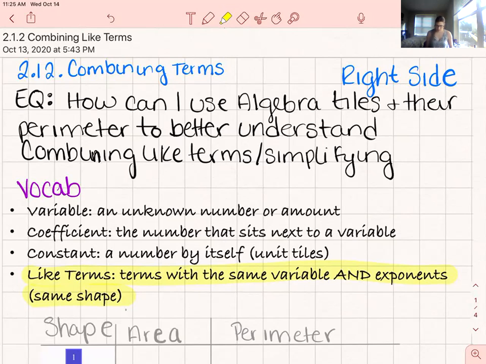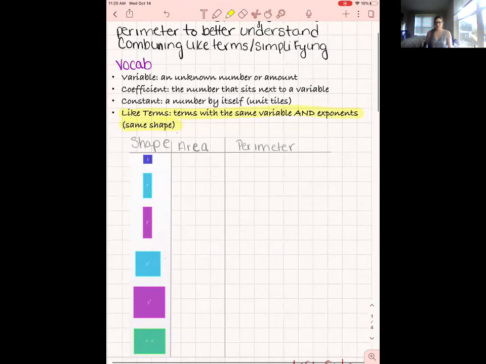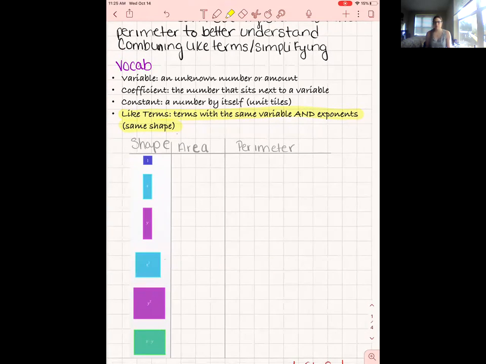Okay, next, what I want you to do is, again on the right side, copy this little table that I have set up. So I've drawn each of our algebra tiles, the unit tile, the x, the y, the x squared, the y squared, and the x by y. That's shape, and then I've given myself a column for area and a column for perimeter. So again, I'll pause here and let you guys get this copied down.